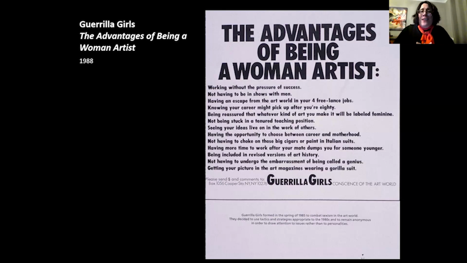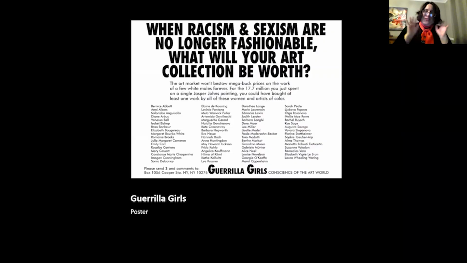So this one, the advantages of being a woman artist, including things like not having to undergo the embarrassment of being called a genius, working without the pressure of success. You get the idea. It's very tongue-in-cheek, but very pointed, very intentional in what they are trying to call the issues to.